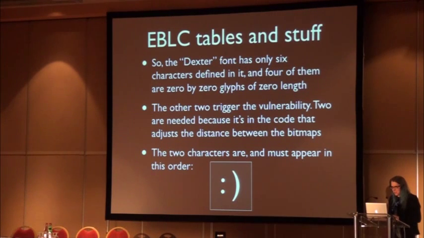And so there's only actually 6 characters defined in this font. There's 2 characters, and 4 characters that are just nulls. In order to trigger the vulnerability, you need at least 2, because you have to kern the 2 together. So for this particular exploit, the 2 characters were a colon and a closed parenthesis. And in order to trigger it, you had to put them together in exactly that order, like this. That was the trigger for the vulnerability.